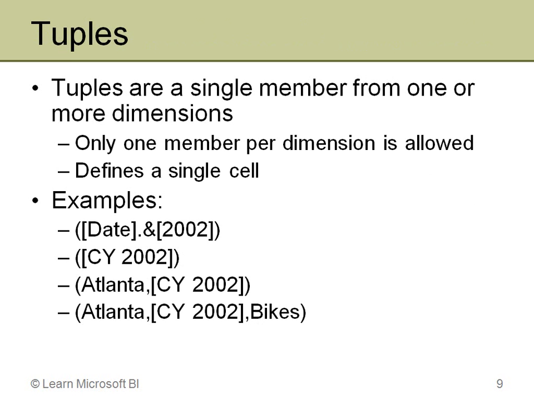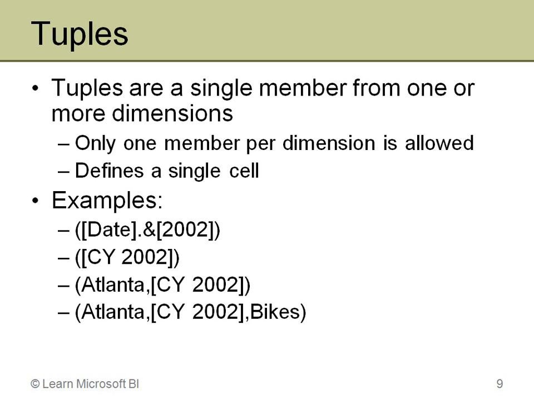Now I want to talk about tuples for a moment. Some people call these tuples. Both pronunciations are correct, but tuples is the preferred. A tuple represents a single member from one or more dimensions. In other words, a tuple defines a single cell.